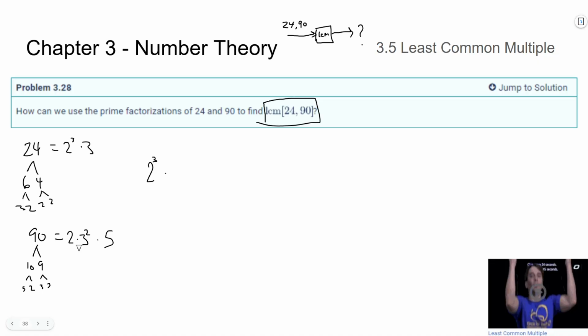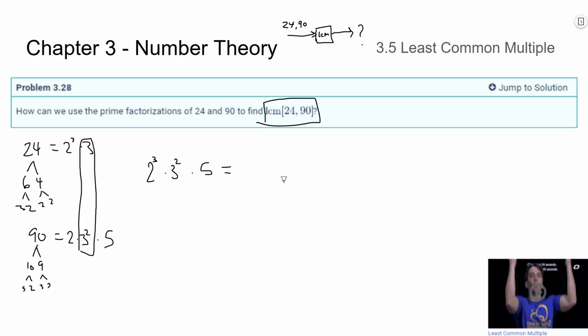How about 3s? Same thing goes with 3s. So we could make 24 with only one 3, but we can't make 90. We have to have at least two 3s. So this has to be at least 3 squared. So we want to take that highest exponent of each base. So 5, there is no 5 in 24, but we do need a 5 for 90. So we'll always need a 5 for a common multiple.